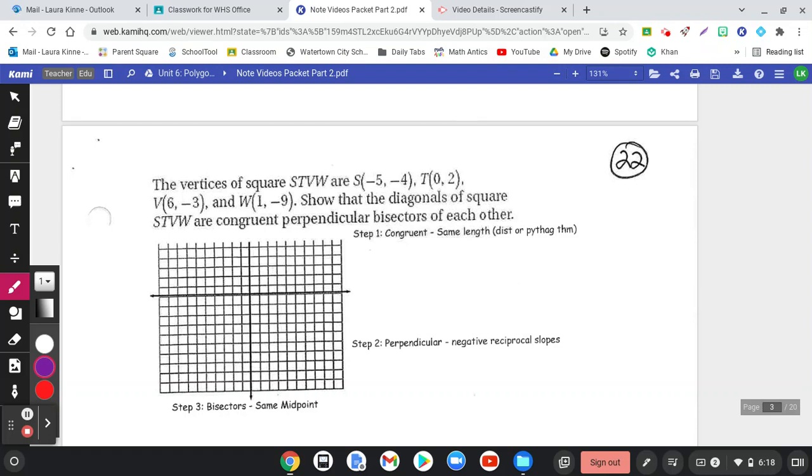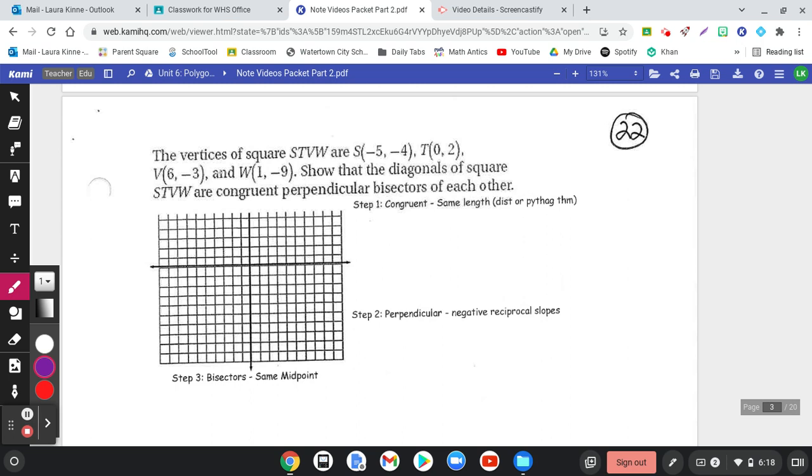Hey everybody, I just wanted to make a short video of the first question on page 22. This is a question that we did together in class on Tuesday, but for those of you that are at home, instead of just looking at the key, it's important that you know how to do these, so I figured I'd walk you through it. There's also one on the homework.